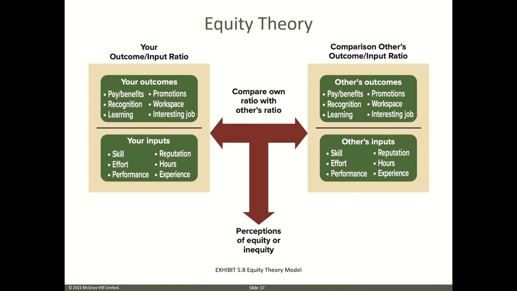Equity theory. So what equity theory says is, on the left hand side and the right hand side we have input and output. On the left hand side we see the output input ratio. So whatever the output is, it's based upon the input. You have very good skills, you will be paid more benefits. You are putting in more effort, you will have recognition, learning.